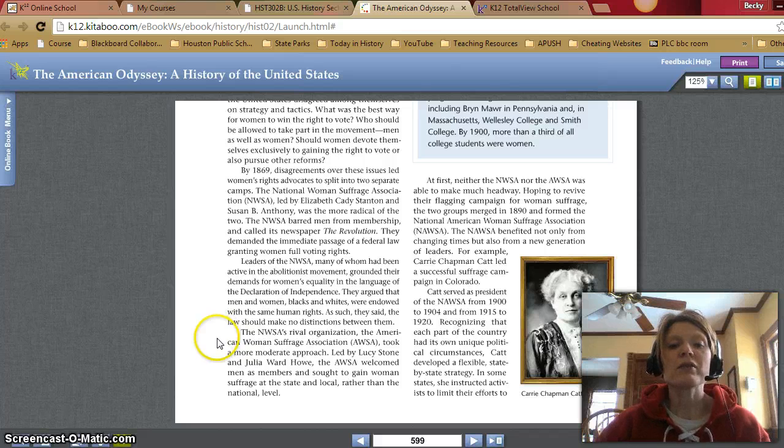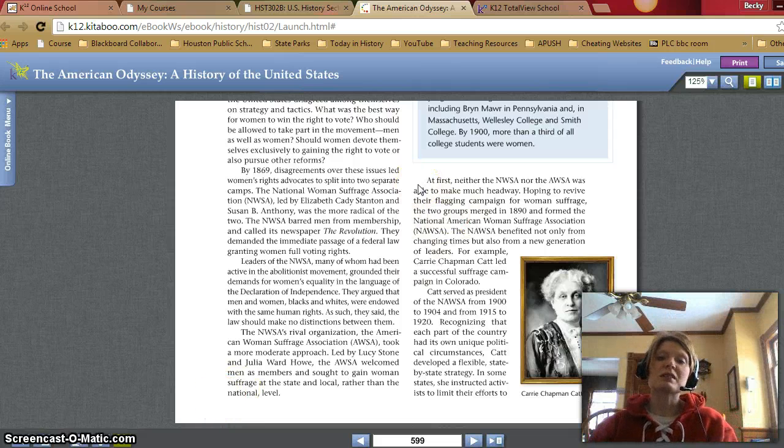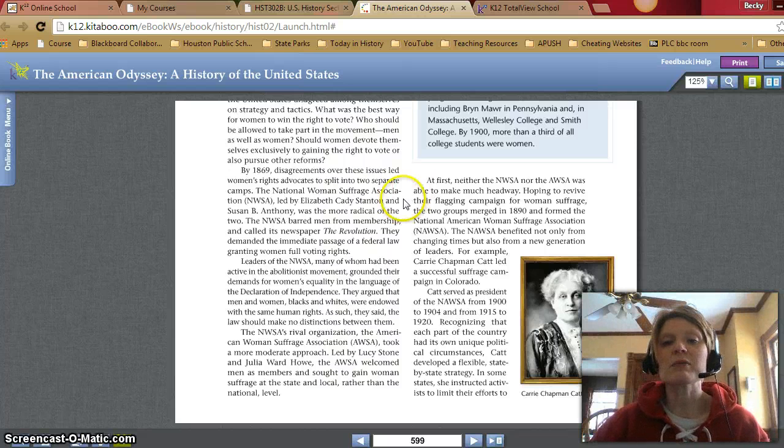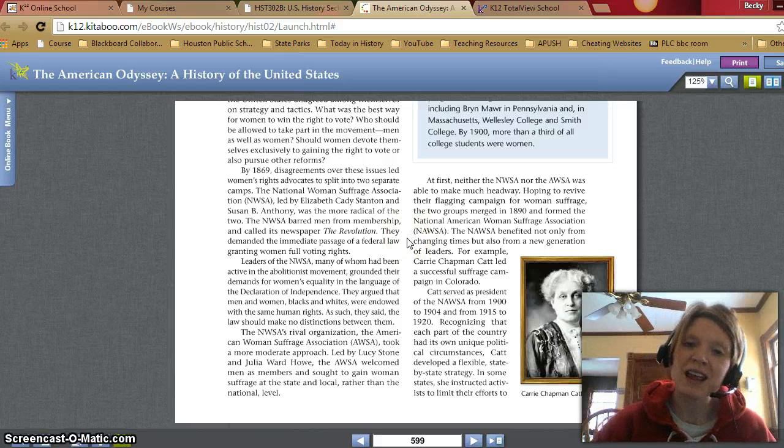The NWSA's rival organization, the American Women's Suffrage Association, the AWSA, took a more moderate approach. Led by Lucy Stone and Julia Ward Howe, the AWSA welcomed men as members and sought to gain women's suffrage at the state and local rather than the national level. At first, neither the NWSA nor the AWSA was able to make much headway. Hoping to revive their flagging campaign for women's suffrage, the two groups merged in 1890 and formed the National American Women's Suffrage Association, the NAWSA.